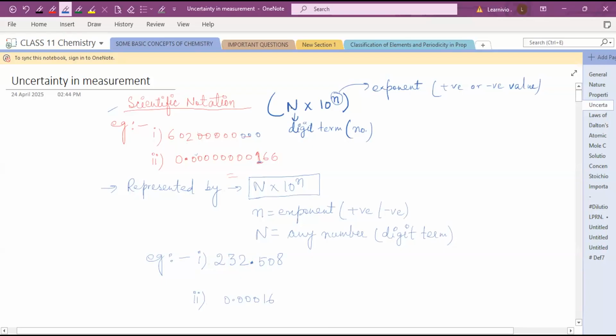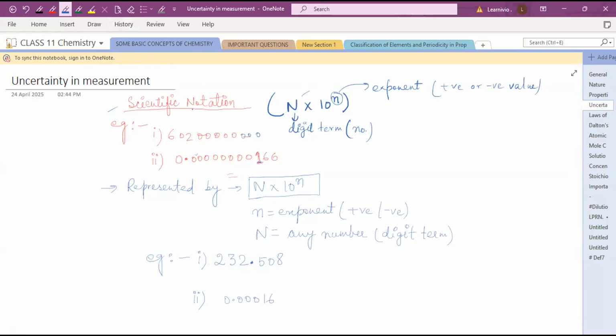So basically in chemistry, for the ease of writing or counting the number of zeros, ये हमें general formula दिया गया N into 10 raised to the power n, small n. So this is the scientific notation to write down or to represent any number, right? So this is a general scientific notation term, N into 10 raised to the power n.